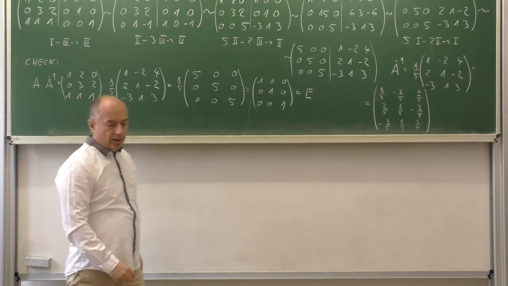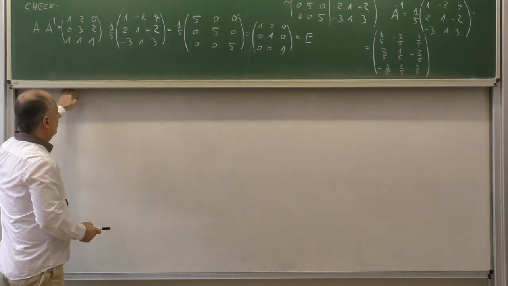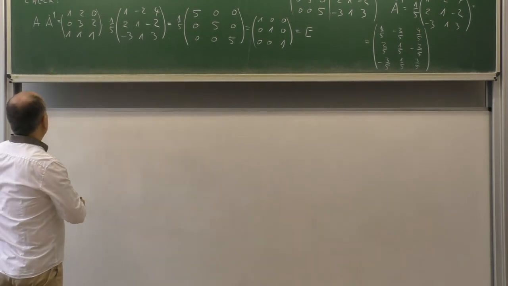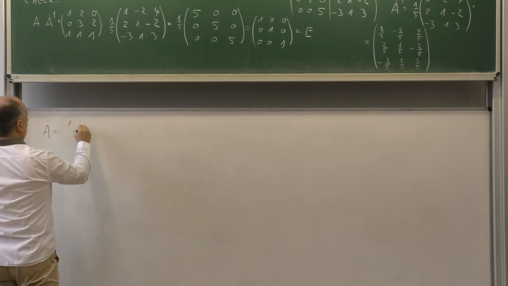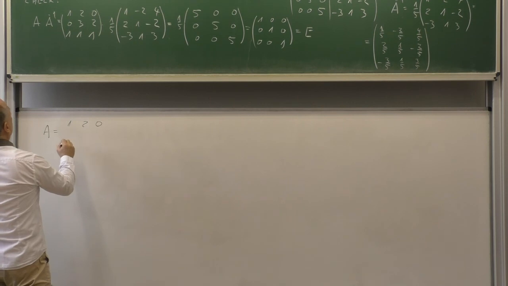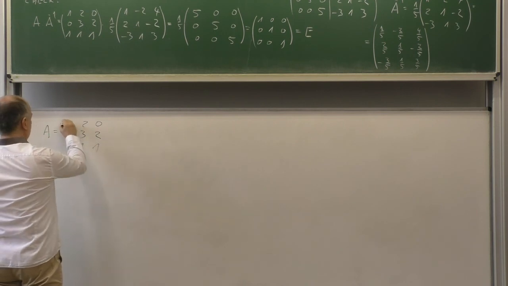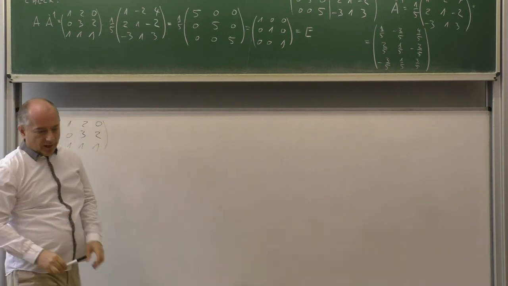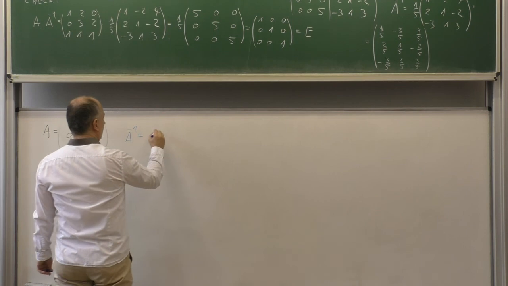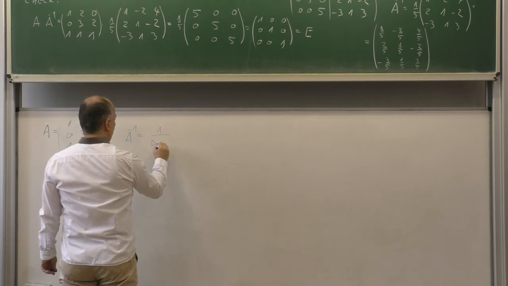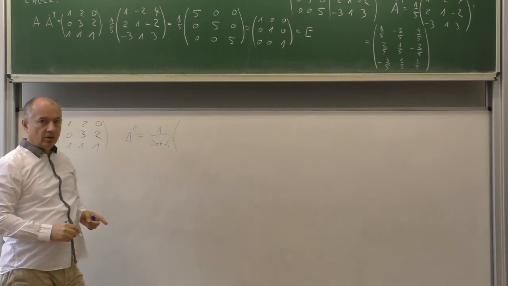We can illustrate the second algorithm using cofactors. So we have the matrix, okay, let me copy this once again here. So it was 1, 2, 0, 0, 3, 2, and 1, 1, 1. And the second way how to find the inverse is 1 over determinant of the matrix A times transpose of the matrix of the cofactors.